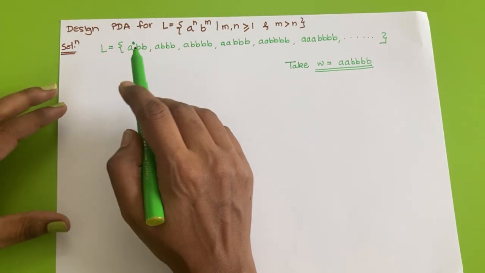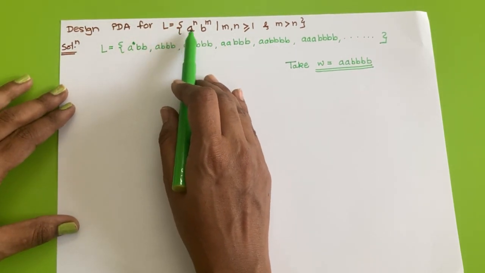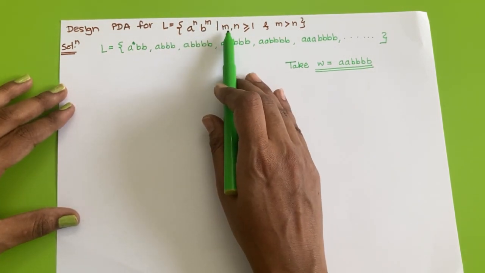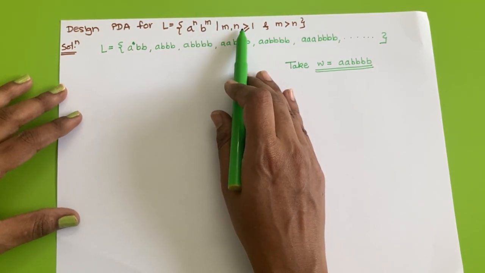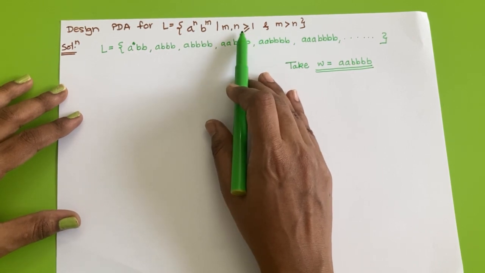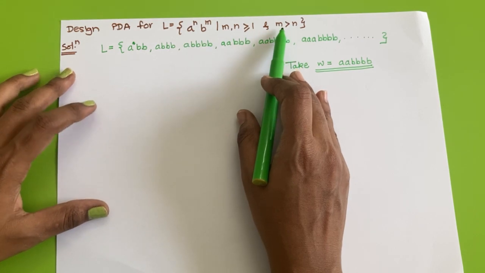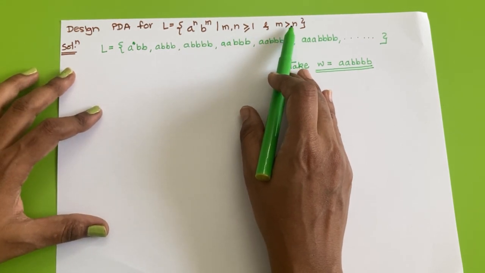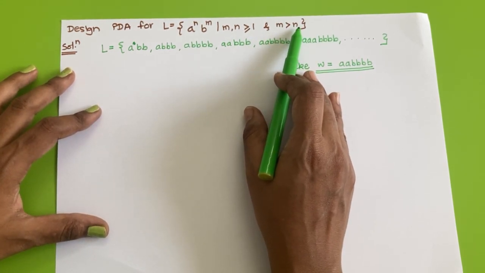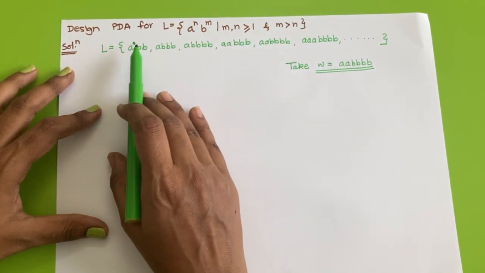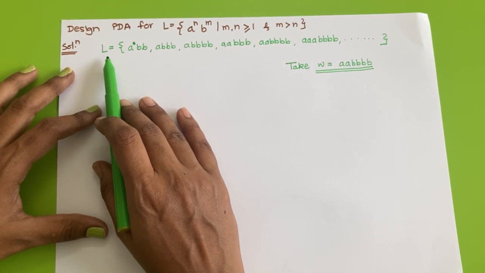So next example, here we have taken L is equal to a^n b^m. The values of M and N start from 1 onwards, and here the condition between N and M is that M is always greater than N. Okay, so we will see what will be the set of strings that is included in set L.